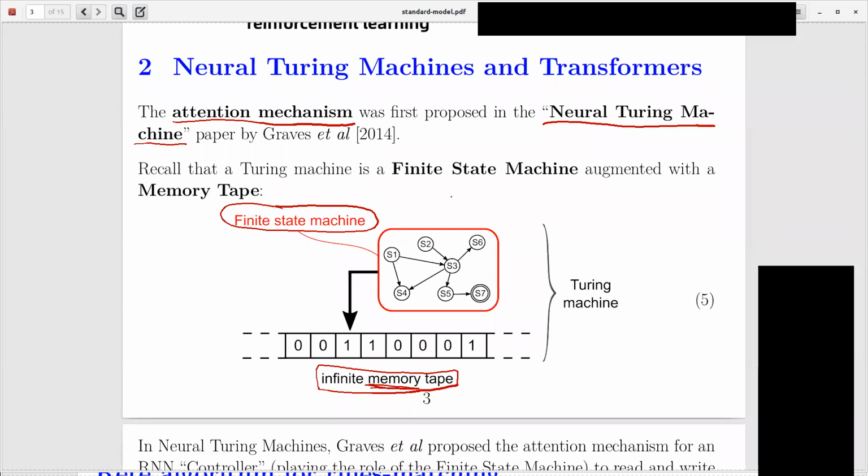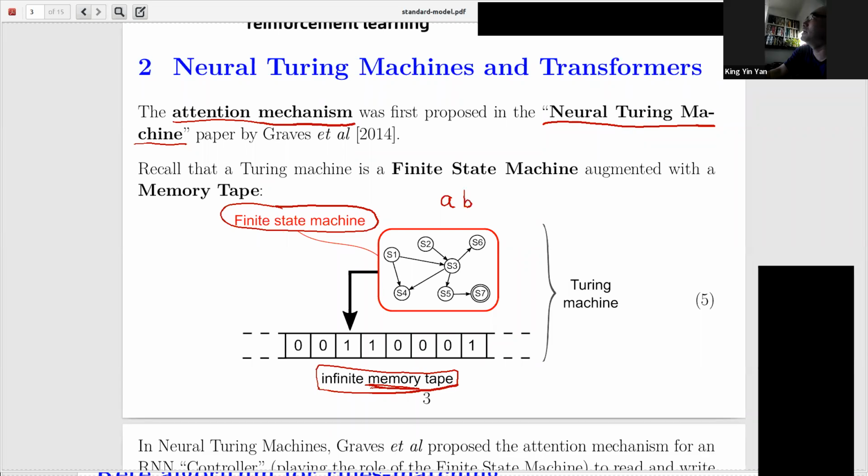So, for example, there's a language, for example ABAB..., and this language can be recognized by a finite state machine, and also some similar languages. But if you have A^N B^N, this cannot be recognized by a finite state machine. You know why? Because you have to count the number of A's and the number of B's, and they have to be the same. But the finite state machine cannot remember how many A's it has seen. So this cannot be recognized by a finite state machine.